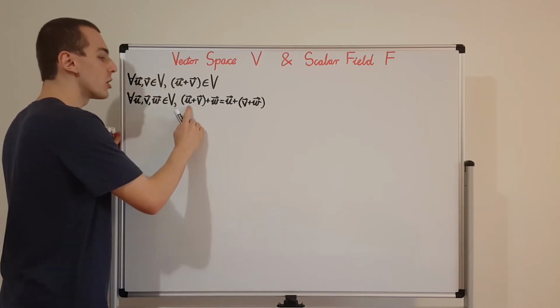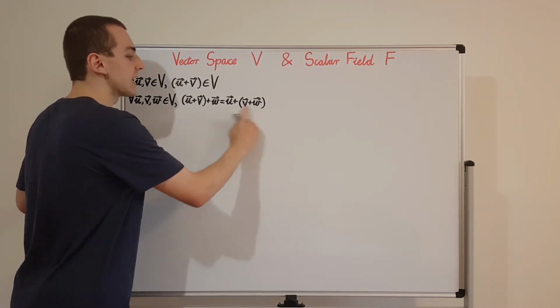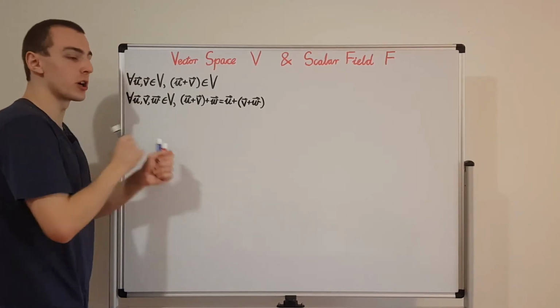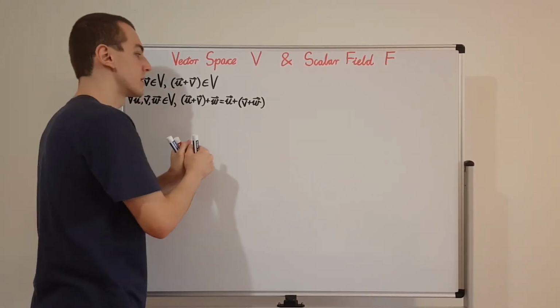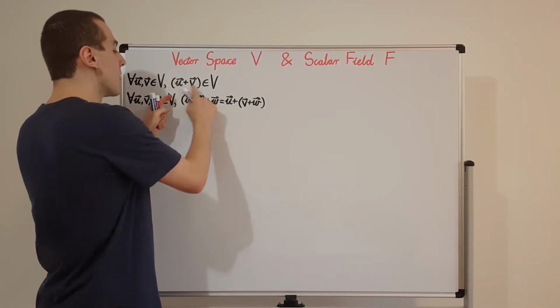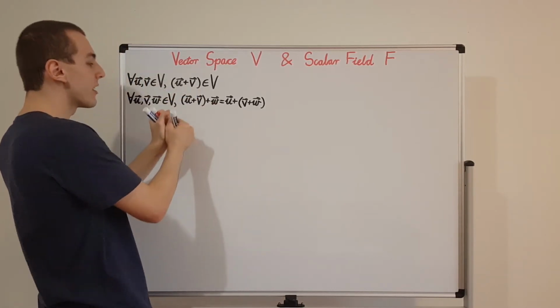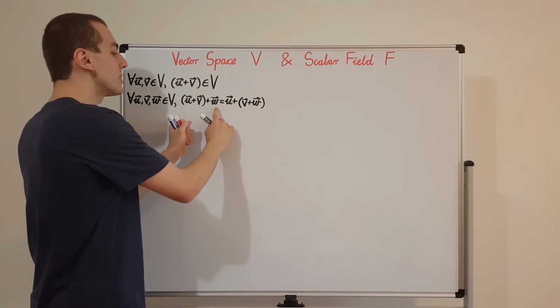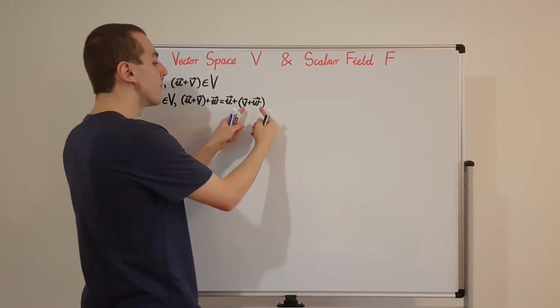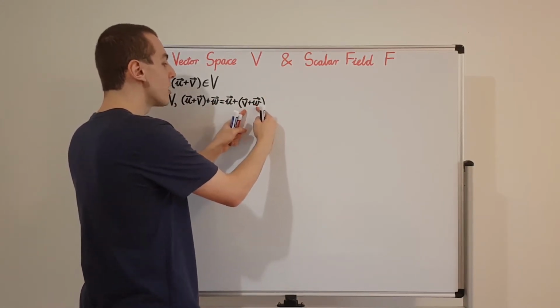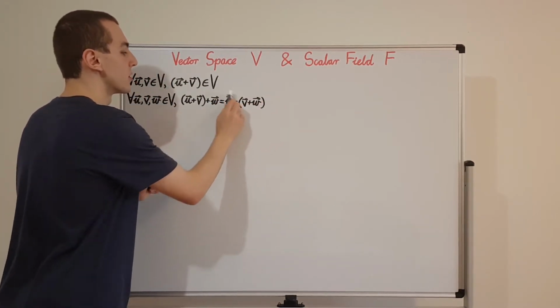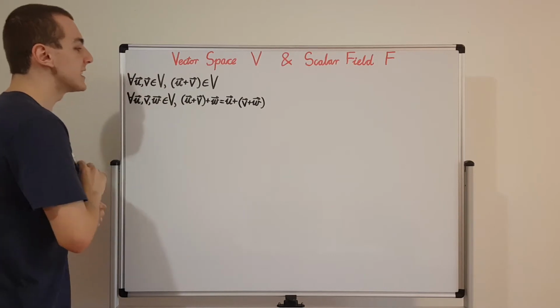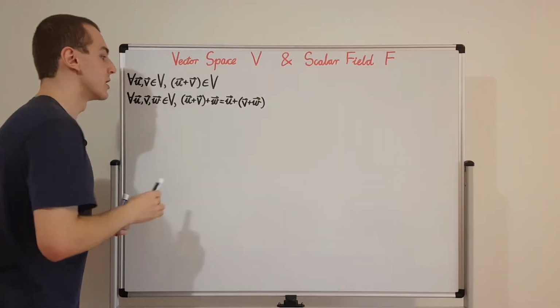Now notice that the order in which I'm writing these vectors is exactly the same on both sides. I'm not changing the order of these vectors. I'm just changing the order in which I evaluate the sums. So over here, I'm grouping these first two elements together. I'm evaluating them, and then I'm combining them with the third element. And on this side, I'm first evaluating the sum of the second and the third element, and then I'm evaluating the sum of that result with the first element. So that is associativity for vector addition.